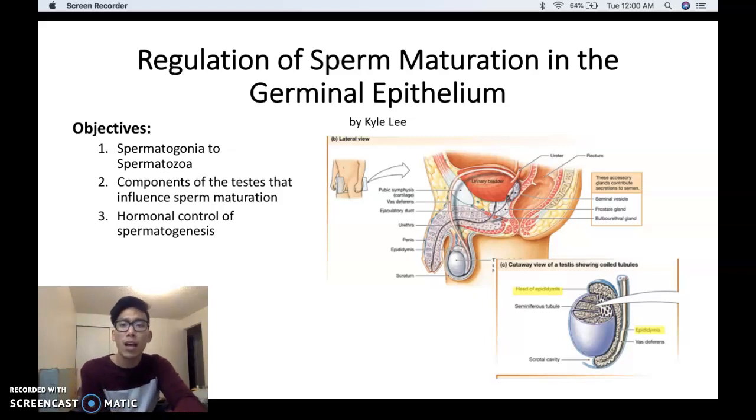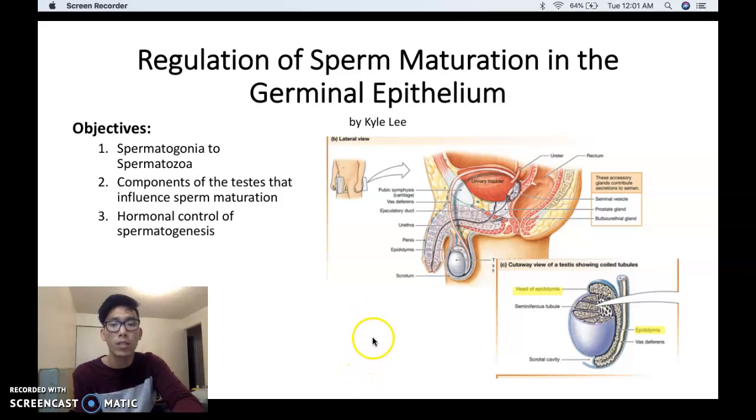Hello, my name is Kyle, and in this presentation, I will be talking about the regulation of sperm maturation in the germinal epithelium. So the top image showcases the male reproductive system, and we can think of the male reproductive system as a series of ducts and tubules that serve to transport mature sperm cells to a destination outside of the body.